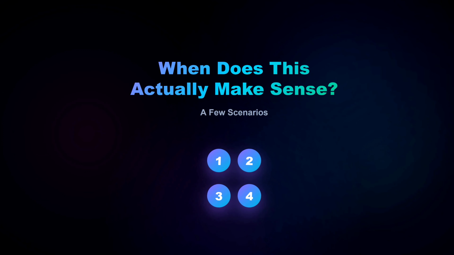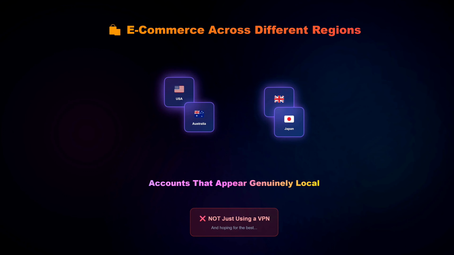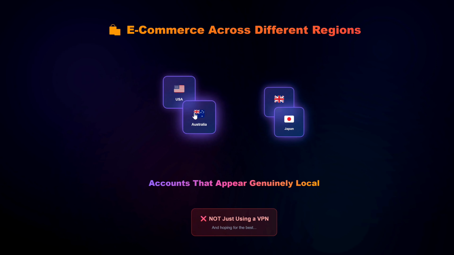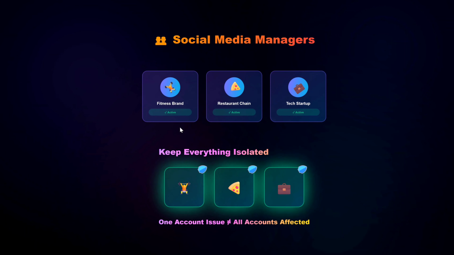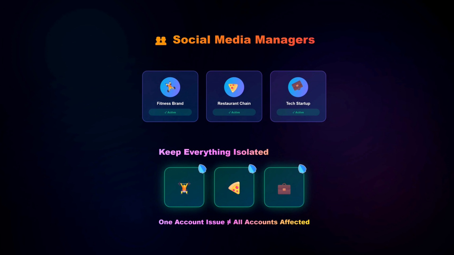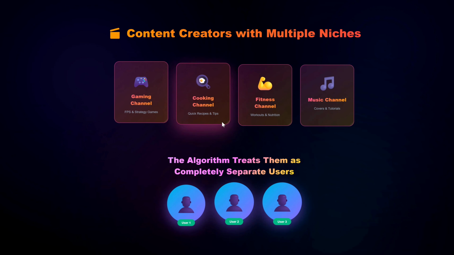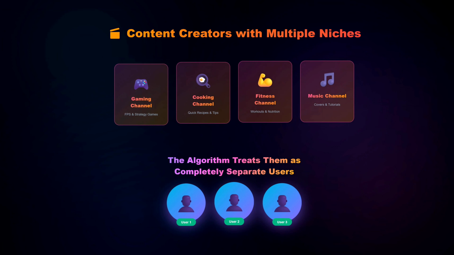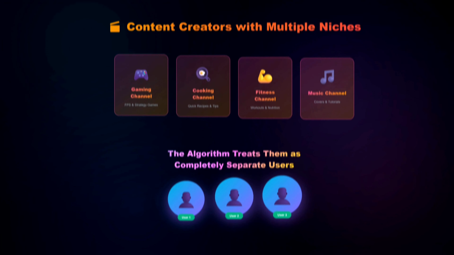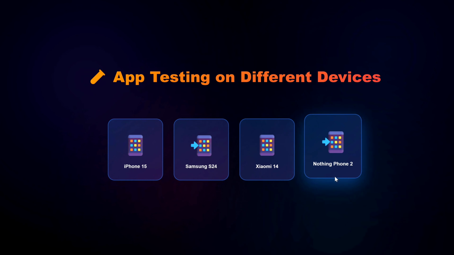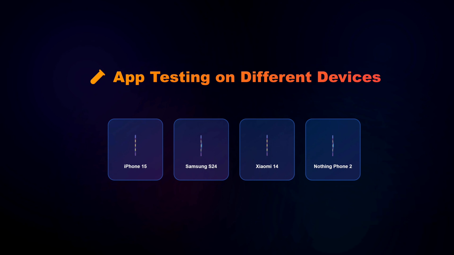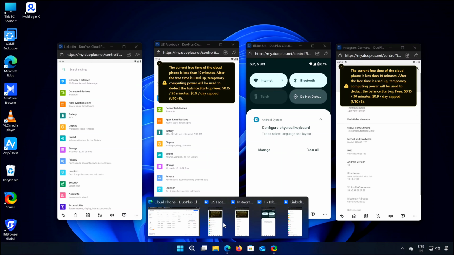Now when does this actually make sense? Few scenarios. If you are running an e-commerce business across different regions, you need accounts that appear genuinely local, not just using a VPN and hoping for the best. Social media managers handling multiple client accounts. Keep everything isolated so one account's issues do not affect the others. Content creators managing different niche accounts on TikTok or YouTube. The algorithm treats them as completely separate users. Or if you are into app testing and need to see how things work on different devices without buying a dozen phones. Alright, now let's actually create some profiles so you can see how this works.